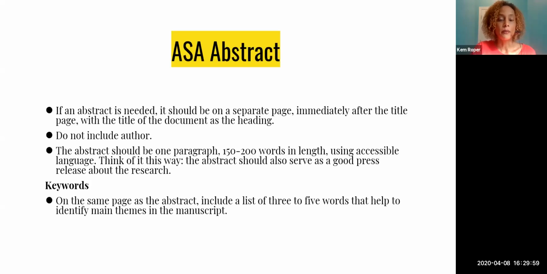The abstract should be one paragraph, 150 to 200 words in length, using accessible language. So you want to think about the abstract as a way to talk about your study or your research to a general audience, to engage them or entice them to want to read more. You would also include at the bottom of your abstract page keywords, 3 to 5 keywords that would help to identify the main themes in your manuscript.